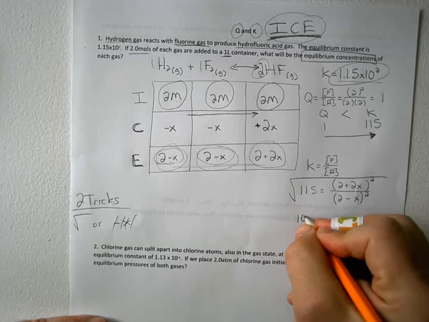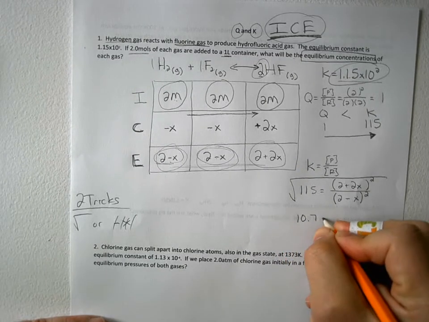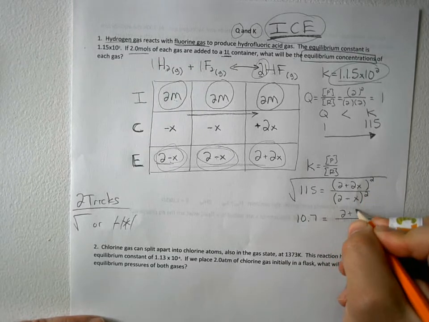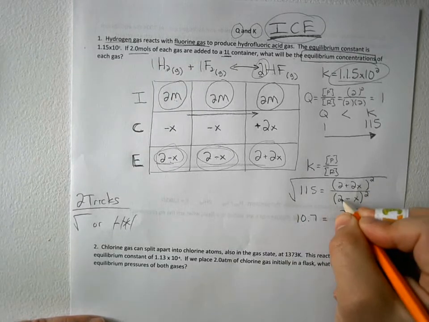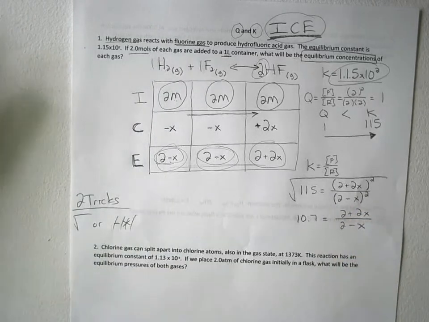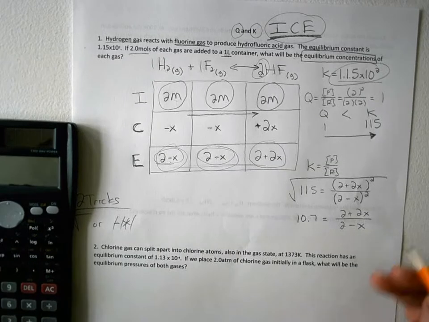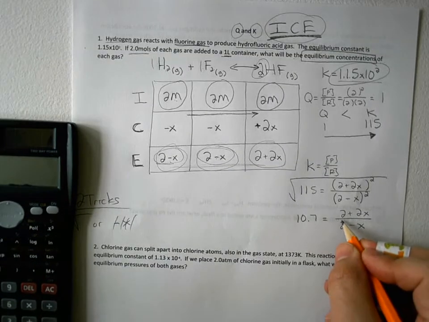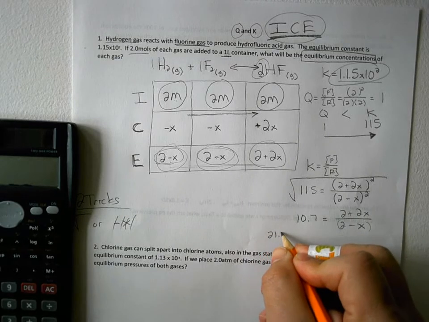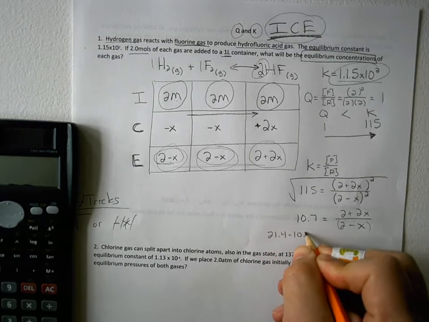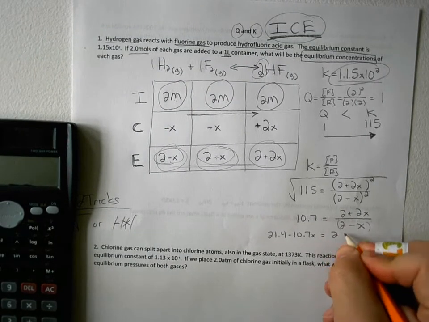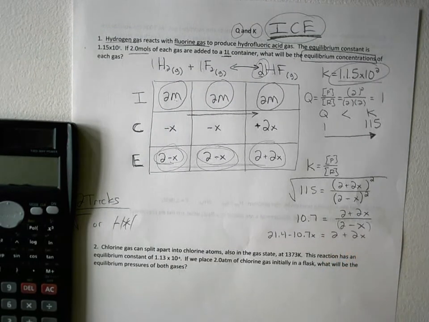So when you take the square root of 115, you get about 10.7. When you take the square root of 2 plus 2x squared, you get 2 plus 2x. And when you take the square root of 2 minus x squared, you get 2 minus x. Now we gotta work through a little bit of algebra here. So I would multiply both sides by this 2 minus x. So you would get 21.4 minus 10.7x equal to 2 plus 2x.